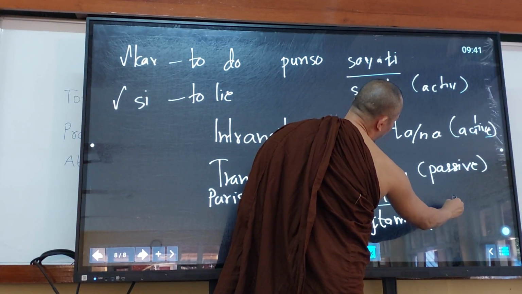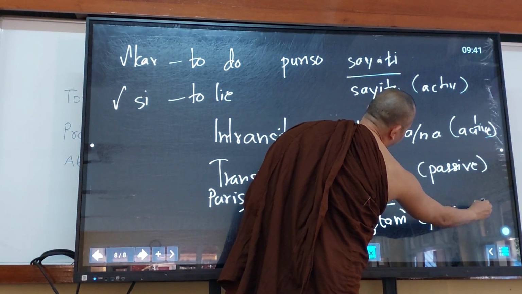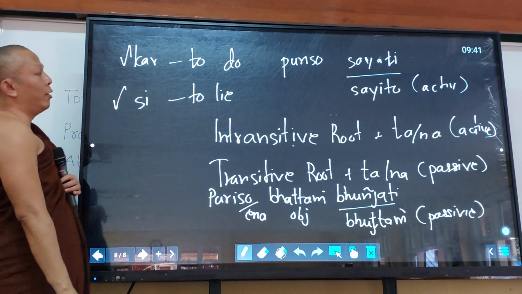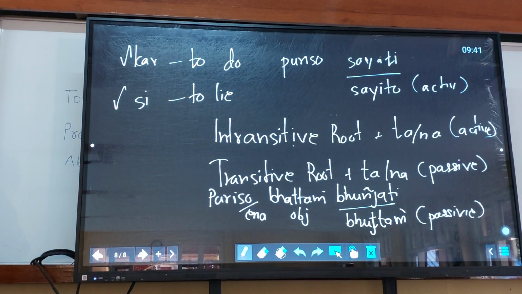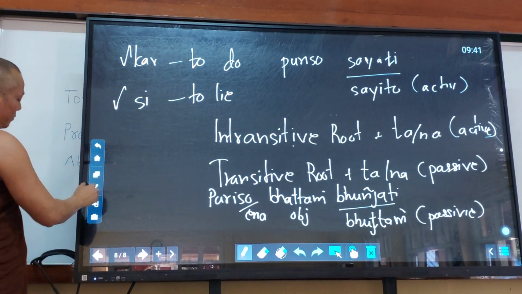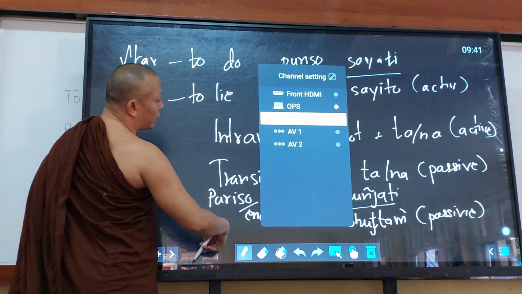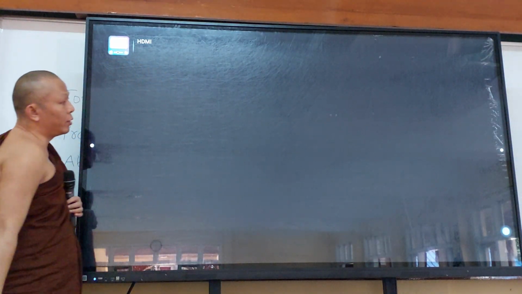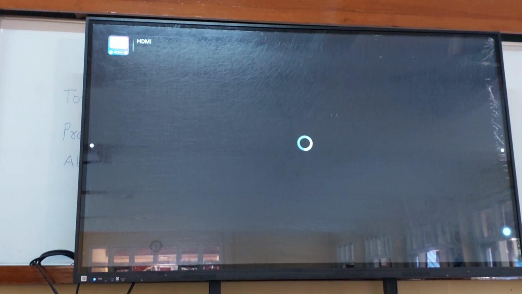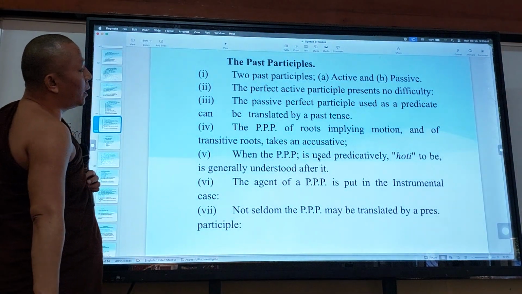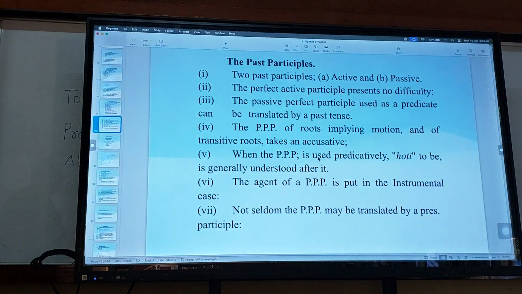So in this way, there are two kinds of past participle, active or passive. Coming from an intransitive root, that will be active. Coming from a transitive root, that will be passive. So based on that type, the usage will also be different. So those are the two past participles, active and passive. And also the perfect active participle.